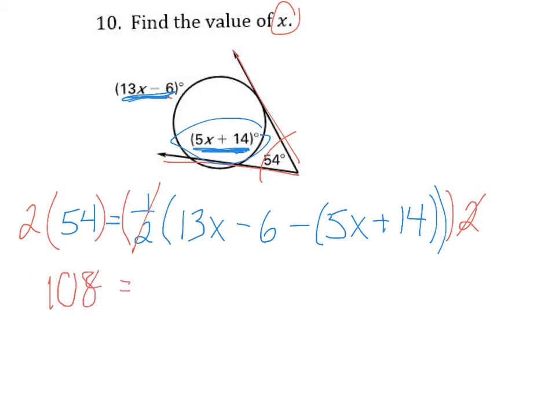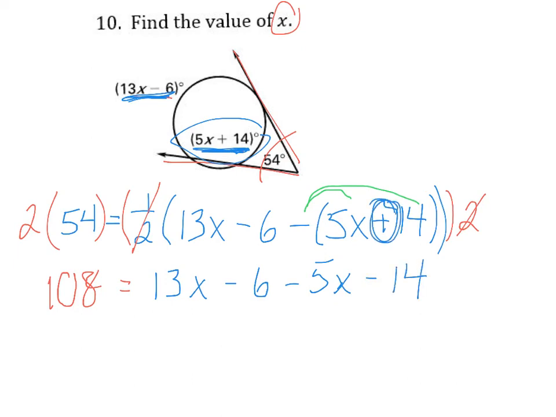Now, what's going to happen in here is that this negative is now going to distribute to both of these terms. So I can get rid of my outside parentheses. So I still have 13x minus 6, but then it's going to become minus 5x minus 14. All right, so that's the one big difference right there. This sign is going to change.